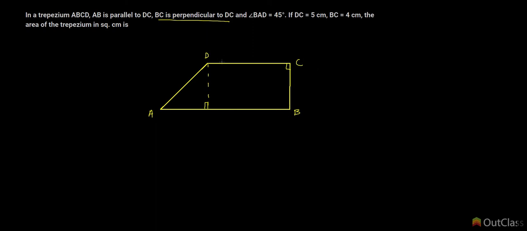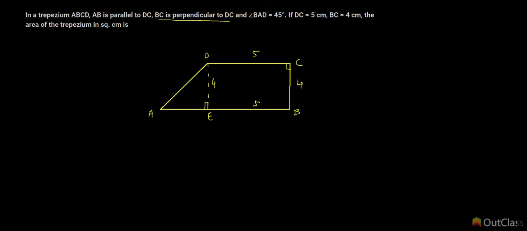We already have BC perpendicular to DC. We also drop a perpendicular from D onto AB. Let's call this point E. It's given to us that DC is 5 and BC is 4. And EBCD, based on the construction, ED, is a rectangle. So we'll have a 4 here and we'll have a 5 here as well.